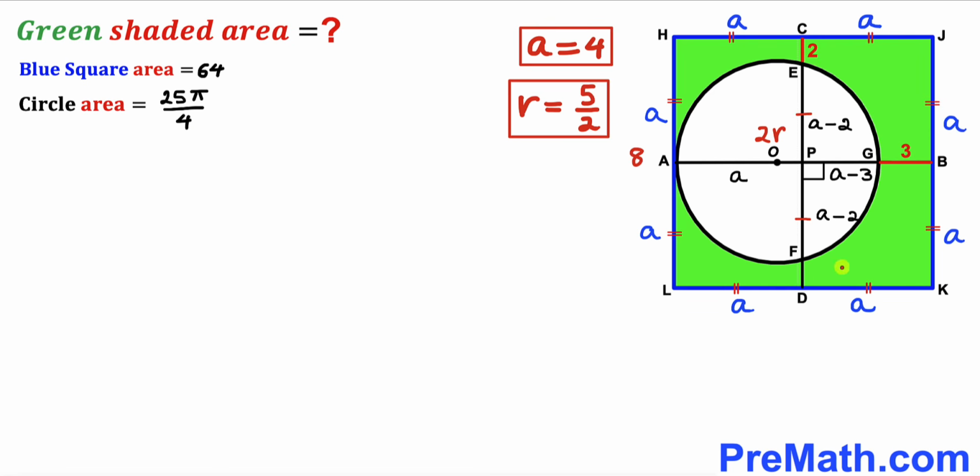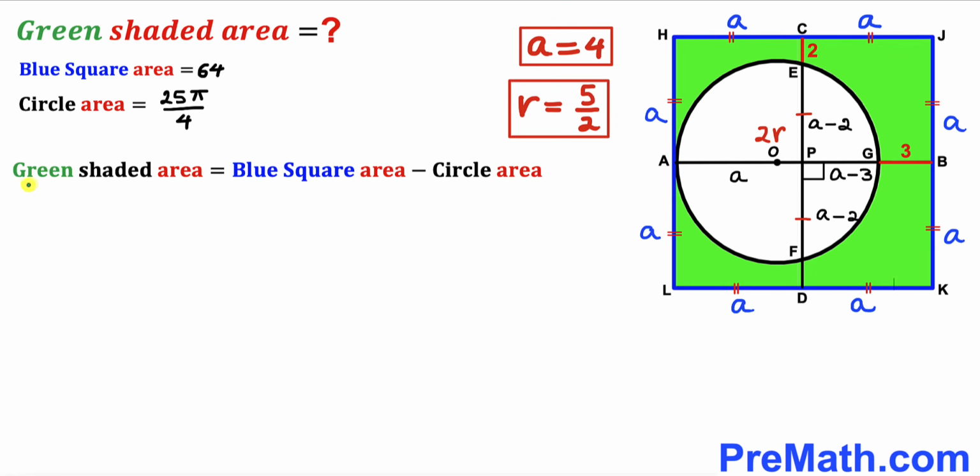And here's our final step. Now we are going to calculate the area of all this green shaded region. And now let's recall this equation once again. Green shaded region area equals blue square area minus the area of the circle. And we know our blue square area is 64 and the circle area is 25π divided by 4. Let's go ahead and fill in the blanks. So blue square area is 64 minus the circle area is 25π divided by 4 square units.